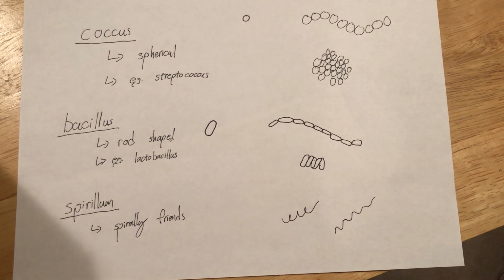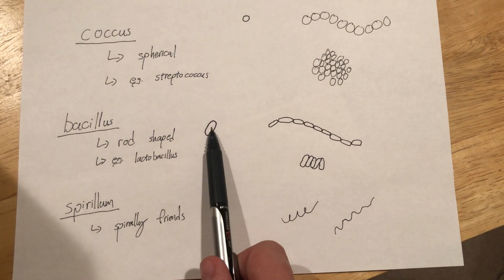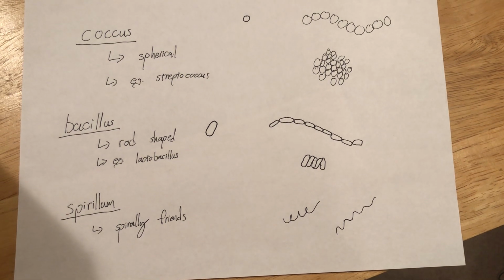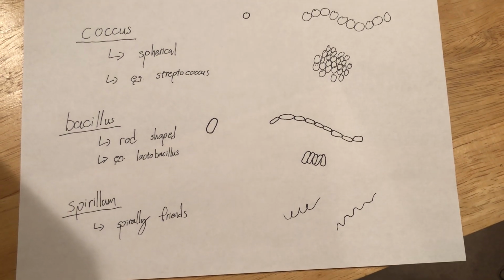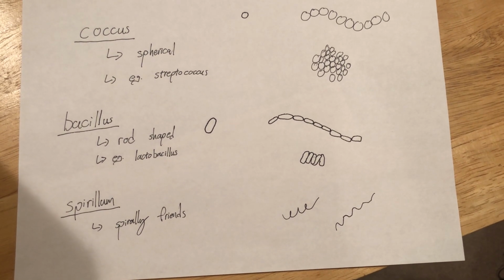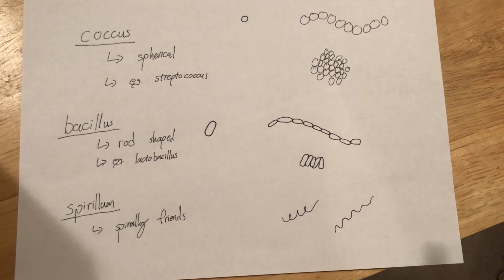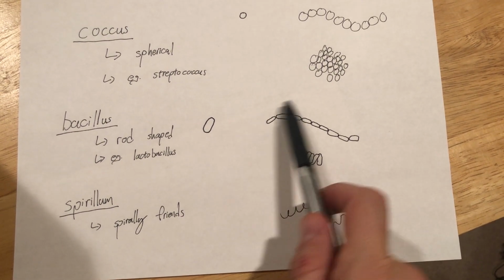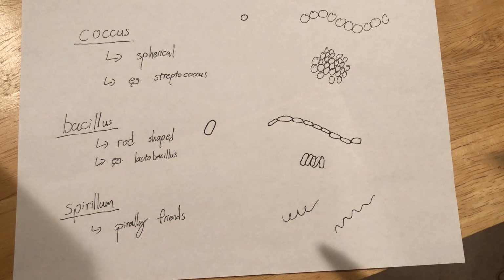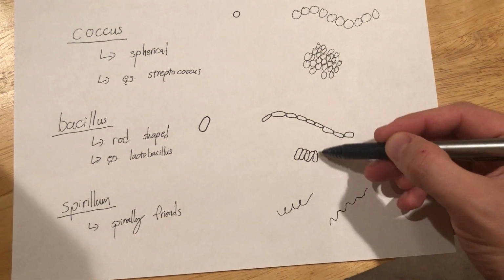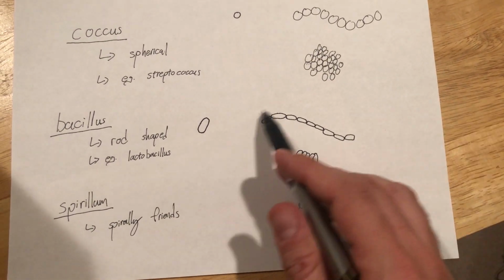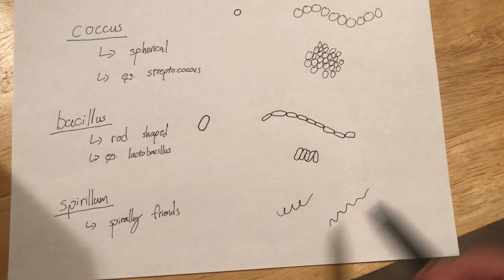Next up is bacillus. Bacillus bacteria are rod-shaped. Lactobacillus you may have heard of. Lactobacillus is a bacteria that digests milk, and these can grow in chains, and they can also grow in what are called palisades. You see these less often, I believe, but generally these tend to grow in strings.